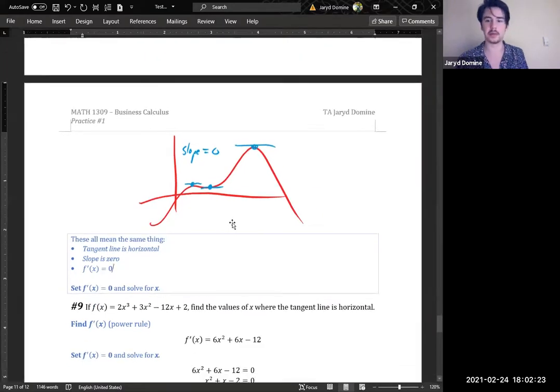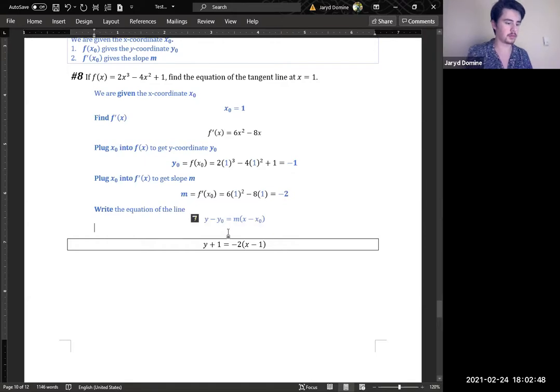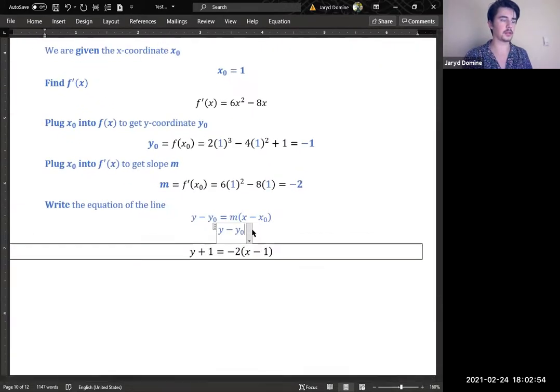Here, I'm going to scroll back up to number 8 real quick. Is there anything you missed? Oh, sorry, I got a question on this one. Why would it be y plus 1? Looking back at number 8, we have y minus y naught. For us, that's going to be y minus negative 1. And then minus a minus 1 gives us a plus 1. So that's why we have y plus 1.